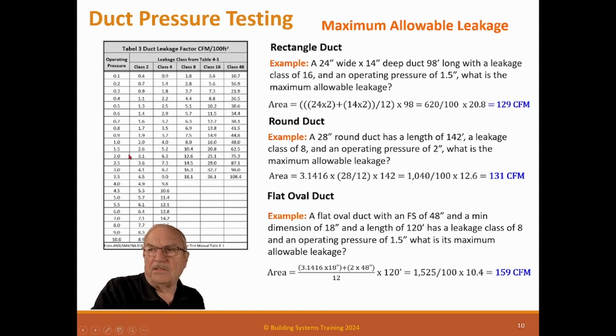Now, if you realize you did it at 1.5 inches, but if you were a class 48 instead of a class 8, you would be 8 times that. So you would be 900,000 CFM. So then you can see it really impacts you by what your class is.